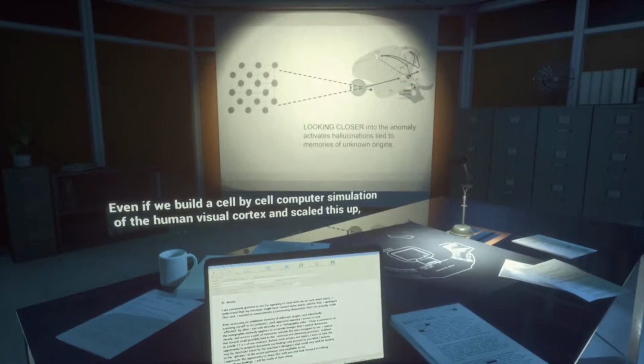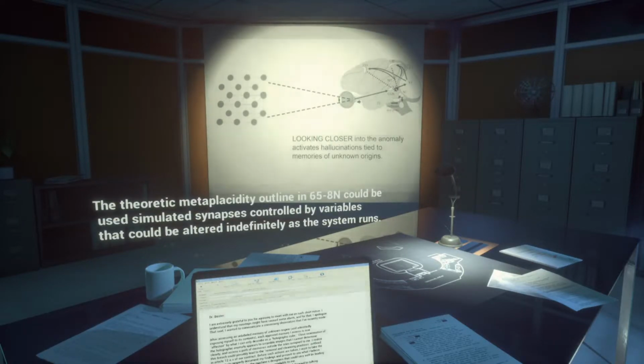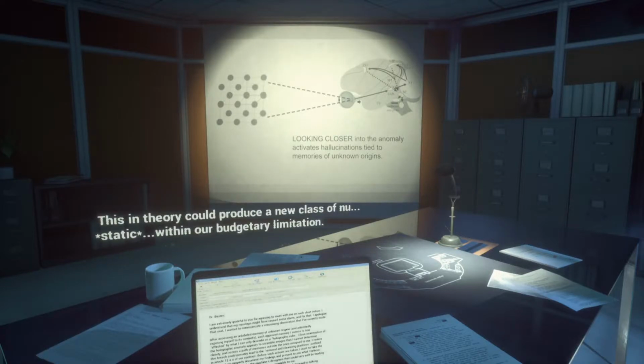Even if we build a cell-by-cell computer simulation of the human visual cortex and scaled this up, the amount of hardware required to simulate the entire neural map would far exceed our funding constraints. This doesn't even consider the astronomical amount of energy required to power such a device. Since the anomalous signals appear linear, we shouldn't need to replicate infinite neural precision. The theoretical metaplasticity outlined in 658N could be used to simulate synapses controlled by variables that can be altered indefinitely as the system runs. This, in theory, could produce a new class of neural software using a power source that's within our budgetary limitations.